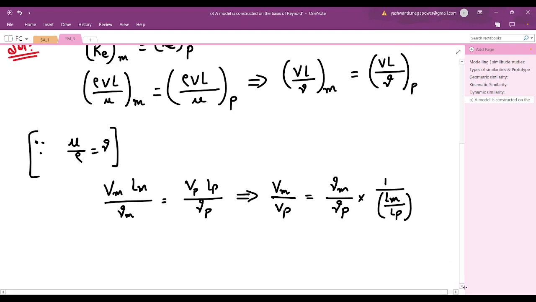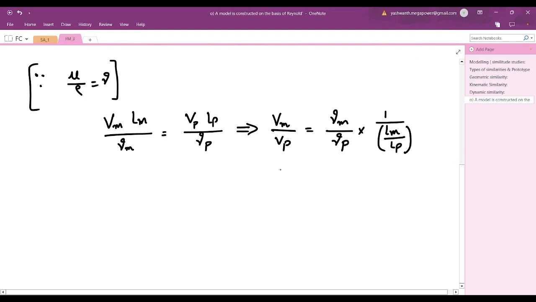Yeah. So now we know that Vm by Vp is nothing but what? Velocity scale ratio, right? And nu m by nu p is what? Kinematic viscosity scale ratio, right? And Lm by Lp is the length scale ratio. So this is the first part of the question.